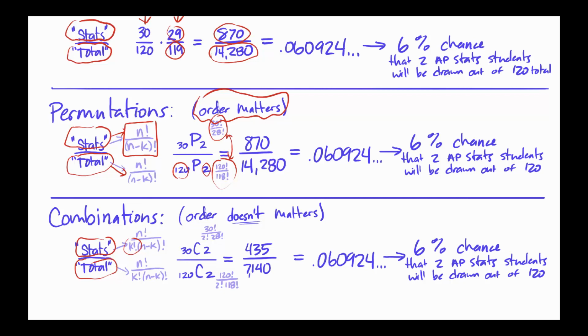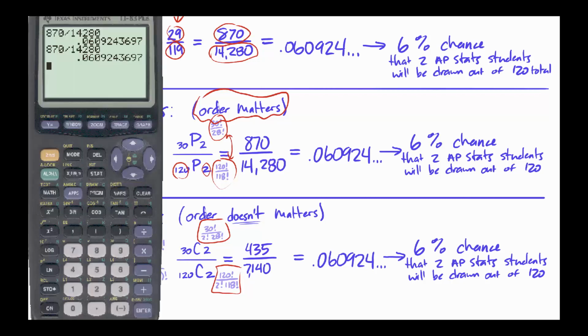So if we were going to be doing this with only numbers and not really any calculators, we would have to do 30 factorial over 2 factorial, 28 factorial. And then we'd have to do 120 factorial over 2 factorial, 118 factorial. I am not that mean. I'm not going to make you do it by hand. We can use our calculator. So 30 combination 2 and 120 combination 2. We're going to get 435 over 7,140.